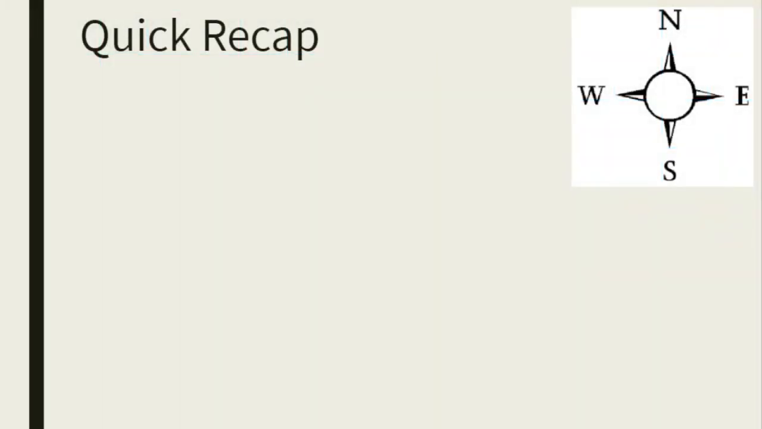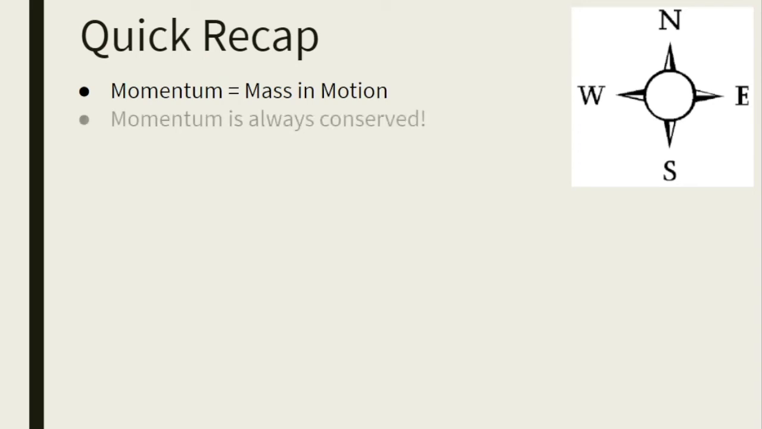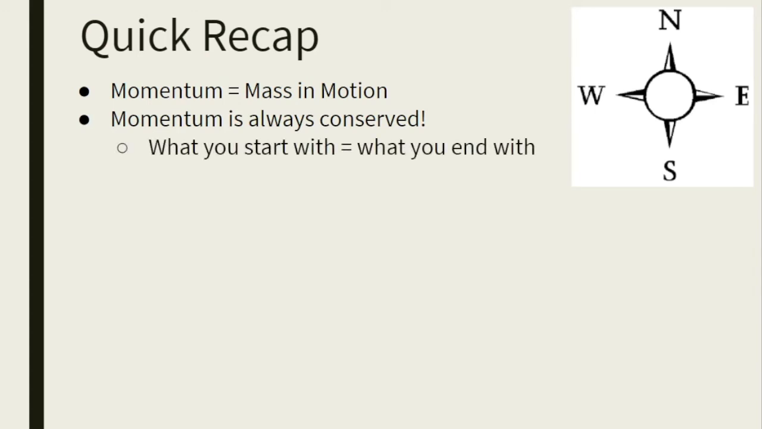Alrighty guys, we made it to the end, so let's just go ahead and recap what we talked about. First things first, momentum is just mass in motion. If you are not moving, you do not have momentum. Momentum is always conserved. So whatever we start with is what we end with. Elastic collisions means that we bounce off. And like we said before, we start with two objects, we end with two objects.